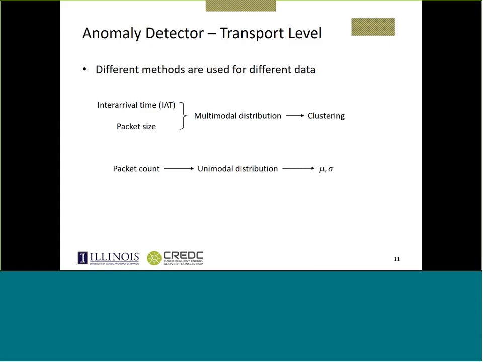Therefore, we use a clustering method to do the anomaly detection. But the packet count for the flow processor is usually a unimodal distribution. So we can simply use the mean and standard deviation. They are good enough to characterize the normal behavior.